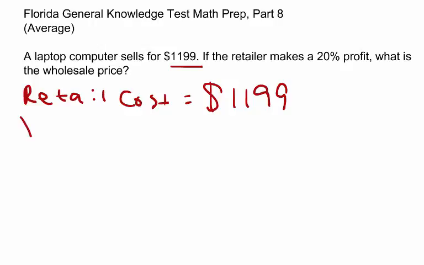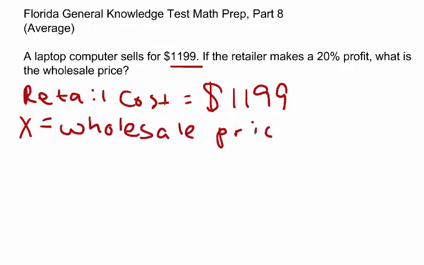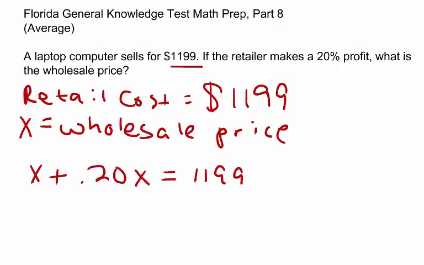In other words, our wholesale price, which we'll call X, since we don't know what it is yet, is some amount. And we know that 20% above our wholesale price X is equal to our retail price. So in other words, our wholesale price plus 20% of our wholesale price, where of implies multiplication, is equal to $1,199.